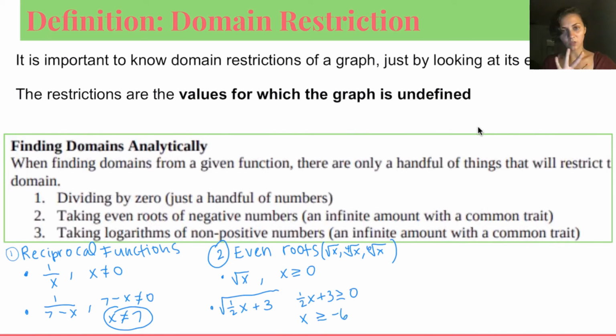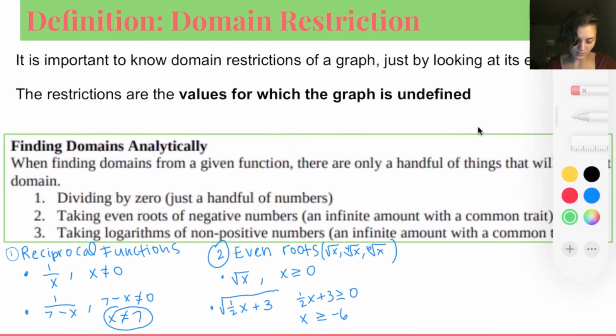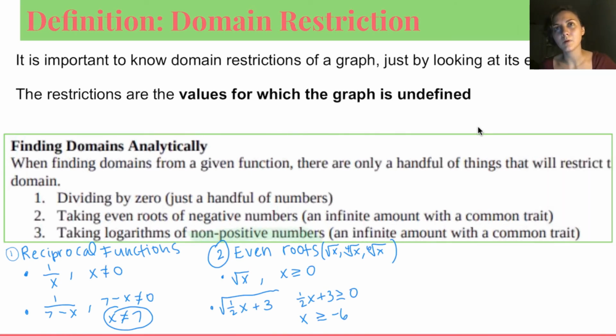Okay, and then the third rule, a little less common than the first two, but you cannot take logarithms of non-positive numbers. So this vocabulary word, non-positive: a non-positive number is any negative number and also 0. 0 is neither positive nor negative, so non-positive means a negative number or 0. So that means this affects my logs, obviously, and my natural log, my ln.